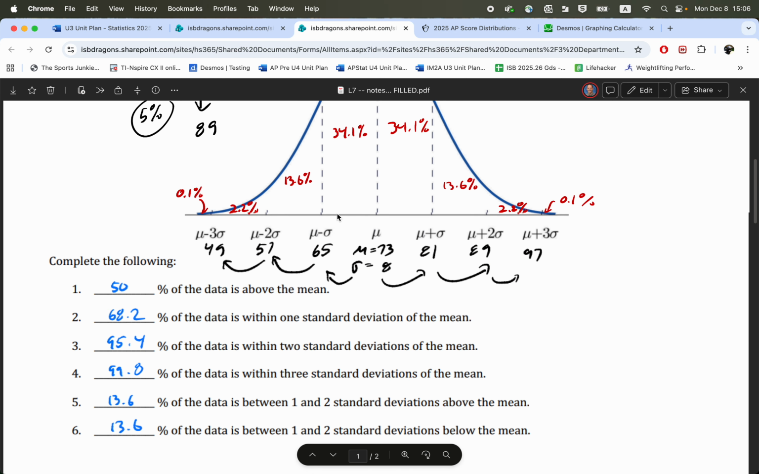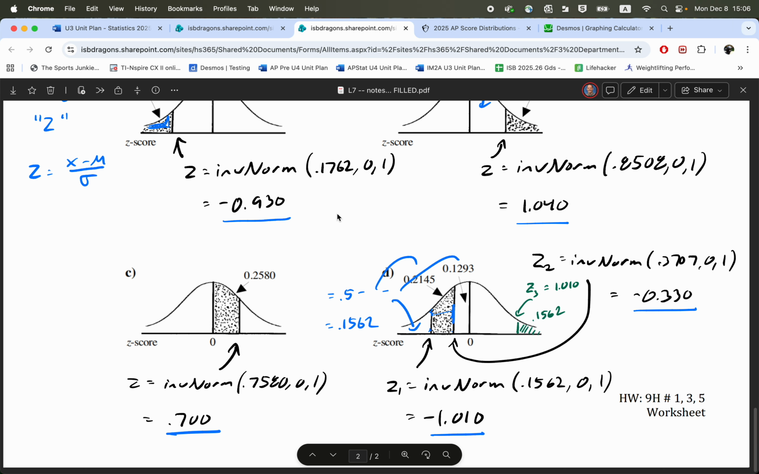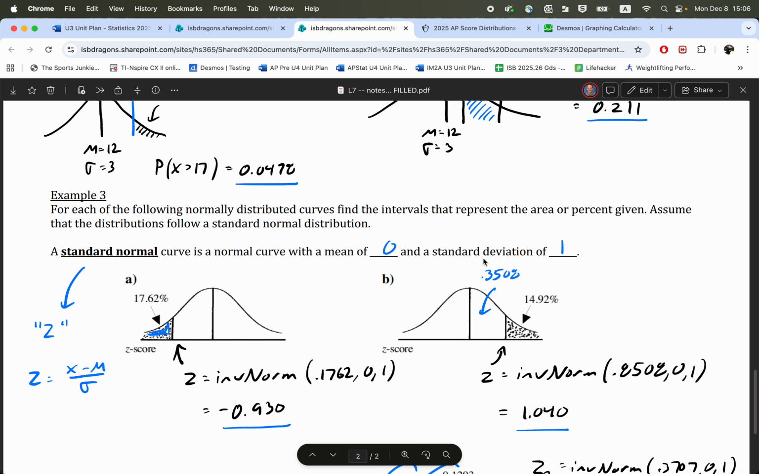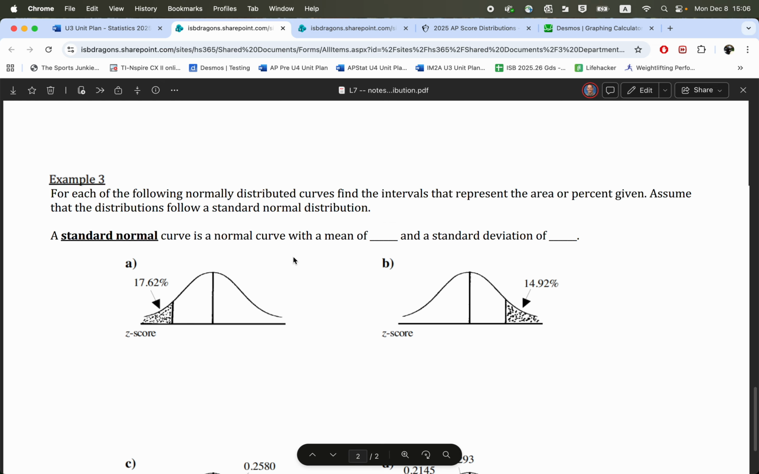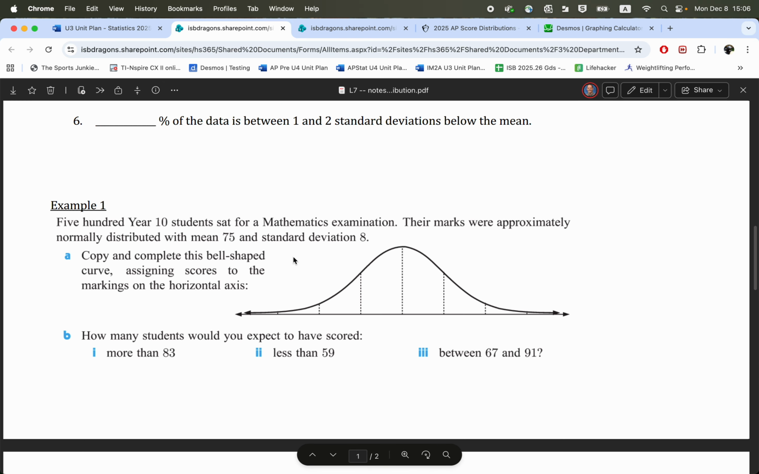Actually, I have it written, so let me show you. That'll be a little bit clearer. A standard normal curve has a mean of 0 and a standard deviation of 1 always, and we'll be finding values that produce a certain area. Okay? So let's do the typical normCDF first.